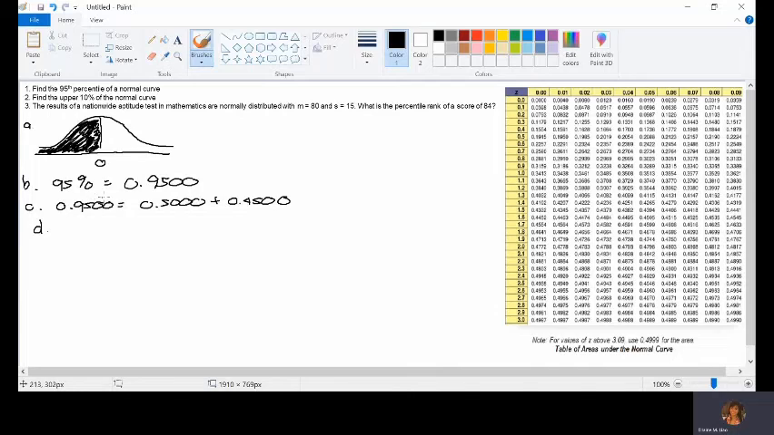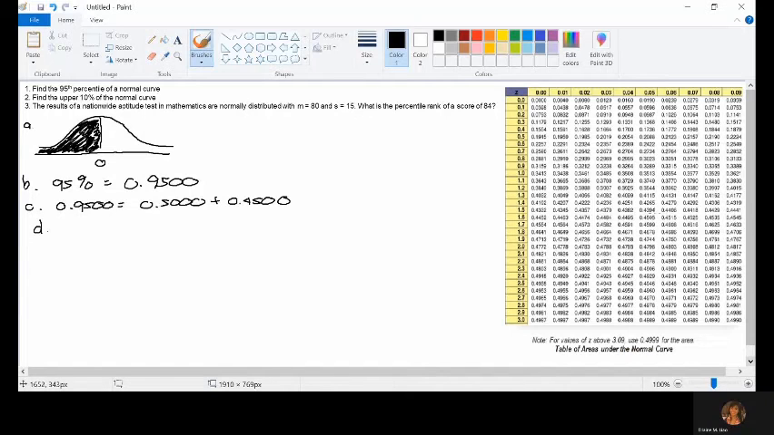Okay? So step number 5, refer to the table of areas under the normal curve. We're going to locate the area of 0.4500 in the body of the table. So if we look here in the table, we cannot find the exact value of 0.4500. So we're going to find where 0.4500 is nearest.